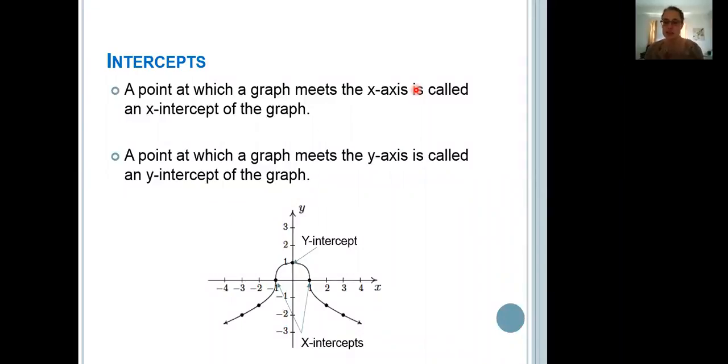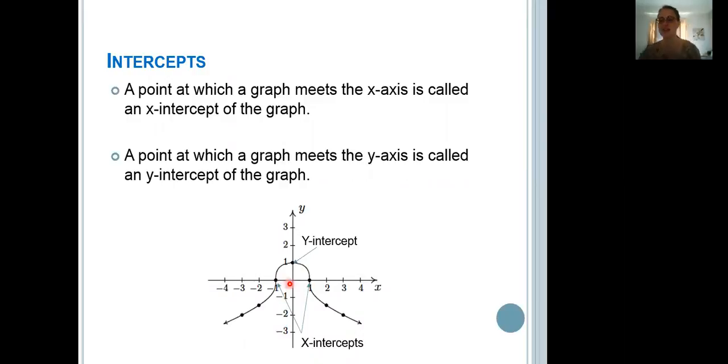We've got some special points we're going to talk about, and we're going to talk about these a lot during this term. We're going to talk about the x-intercepts. The x-intercepts of a graph are the points where the graph, the curve that represents the set of points that satisfies that equation, crosses the x-axis.